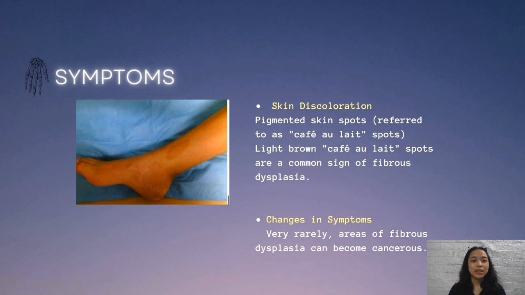And lastly, changes in symptoms. Very rarely, areas of fibrous dysplasia can become cancerous. When this happens, the signs are a rapid increase of swelling or growth of an injured part, and the person who has fibrous dysplasia experiences an increasing pain, especially when the pain does not easily go away with rest.